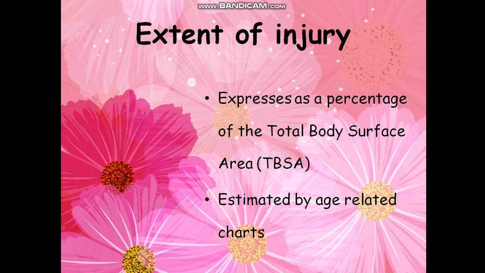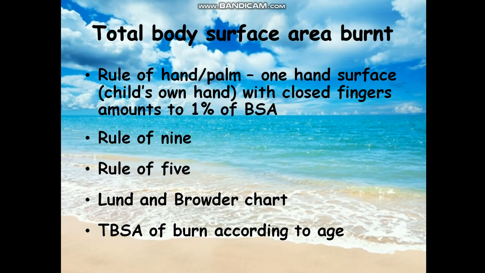How to classify? Mainly we learned about the rule of hand or rule of palm. One hand surface, that is the child's own hand, not the examiner's hand. Always remember that. We consider the child's own hand with closed fingers, which amounts to 1% of the total body surface area. Depending on that we count the total body surface area, right? It is the rule of hand or rule of palm.